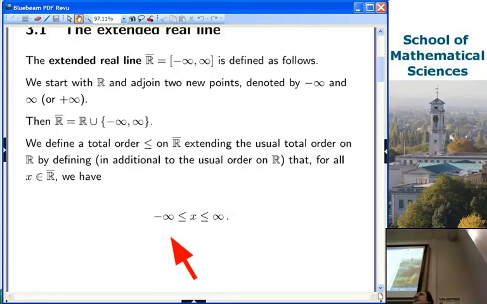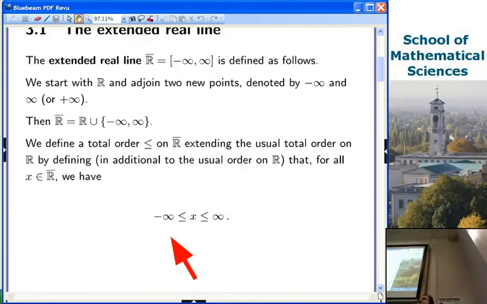All sorts of really nice things happen that I won't spend too much time on. Like when you wanted to have least upper bounds and greatest lower bounds, you always had to say if you have a non-empty set which is bounded above or bounded below, then you can take a supremum in the real line and so on. There are no problems like that in the extended real line. It's great.